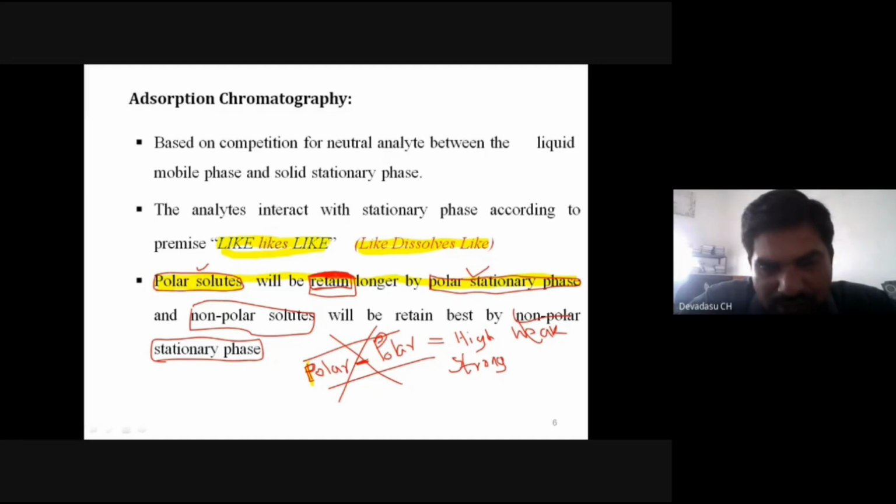Whereas the type of the interaction between polar solutes and non-polar stationary phase would lead to weak attractive forces. Okay. So we'll have to break down this type of the polar interaction.